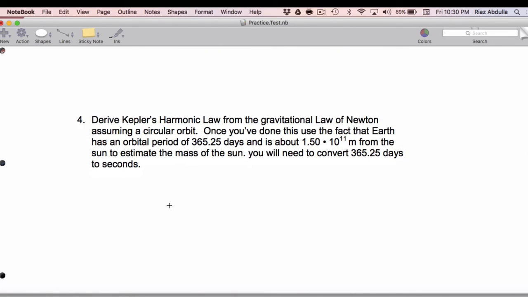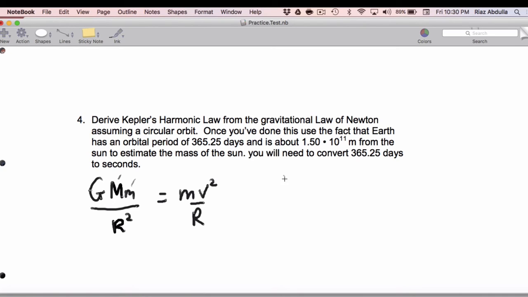Okay, and the last problem is going to be deriving Kepler's harmonic law from the gravitational law of Newton. And again, we're going to talk a little bit about this next week, but basically what we're going to say is that the sun pulling on a planet obeys this gravity law of Newton that we talked about. And the effect of this gravitational pull of the sun on a planet is that the planet moves in a circular orbit.